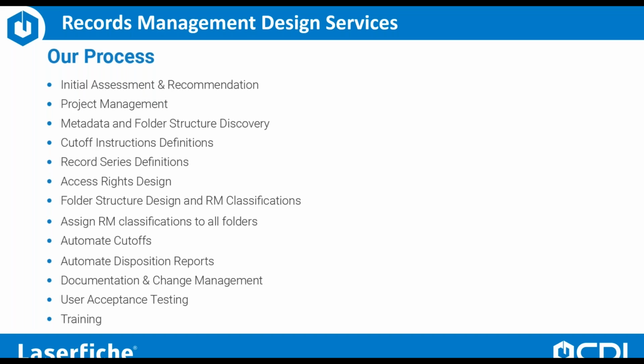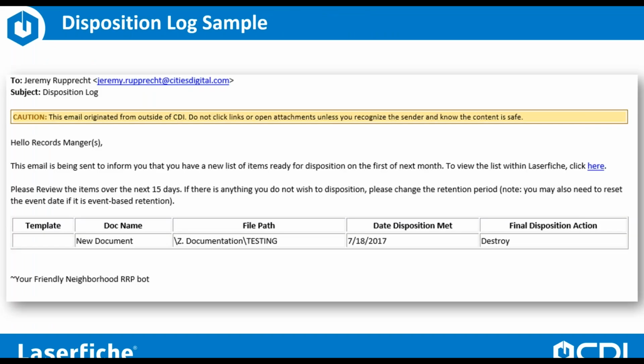Let's look at some of the logs that we can provide. Disposition logs make it easy for records managers to review files that are eligible for destruction. Managing specific criteria, for example, eligible for destruction within the current month or the previous month. The log will automatically send an email with all files eligible so they can be reviewed.